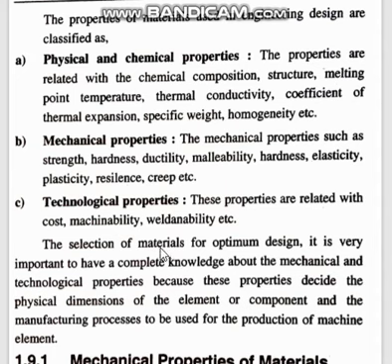So, the selection of materials for optimum design. Optimum means just right design. It is important to have a complete knowledge about the properties, mechanical properties and technological properties, because these properties decide the physical dimensions of the machine element or the component, and the manufacturing process to be used for the production of the machine element.